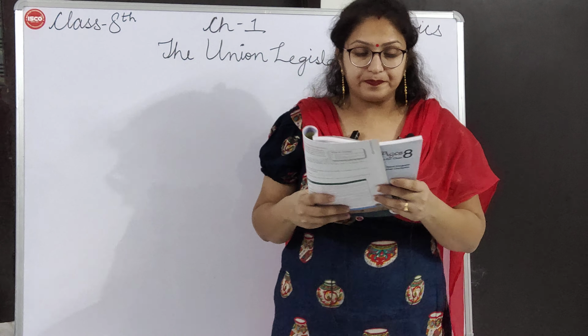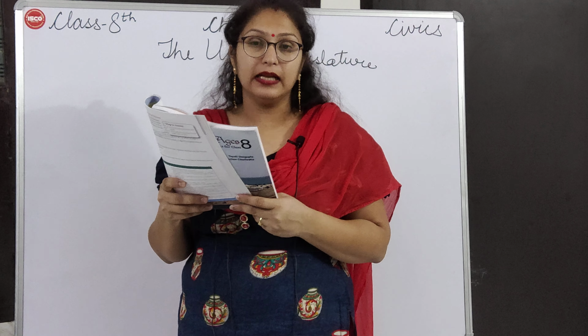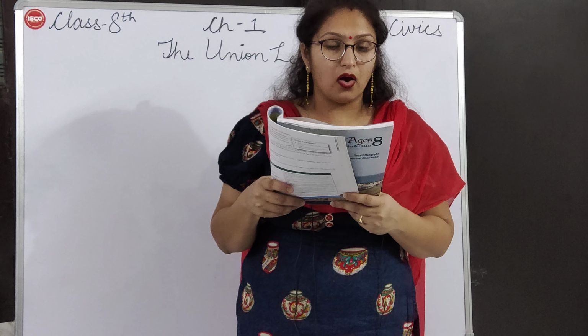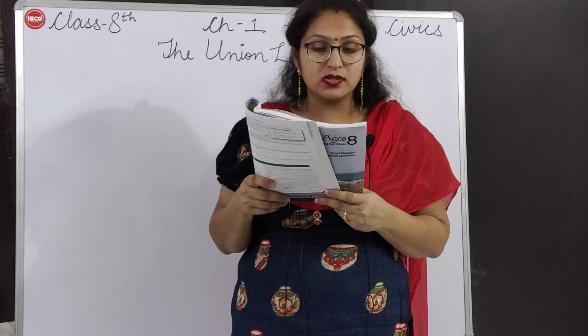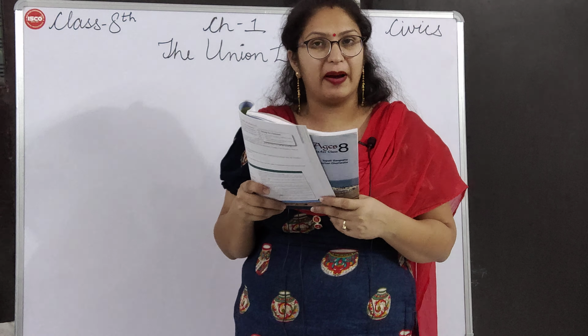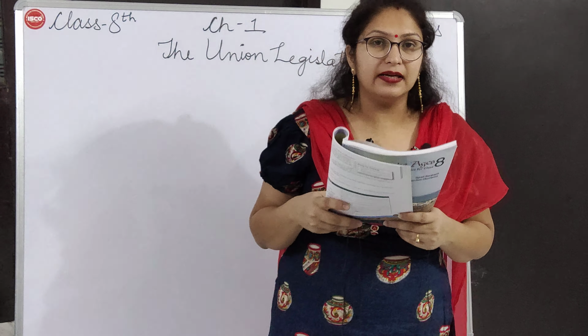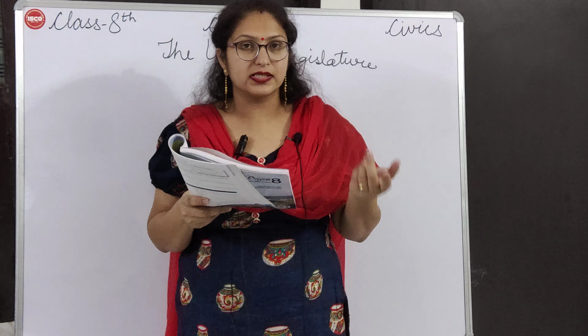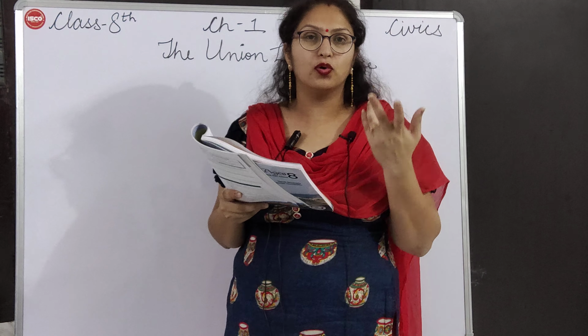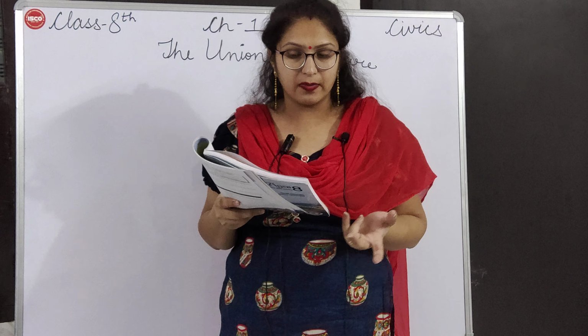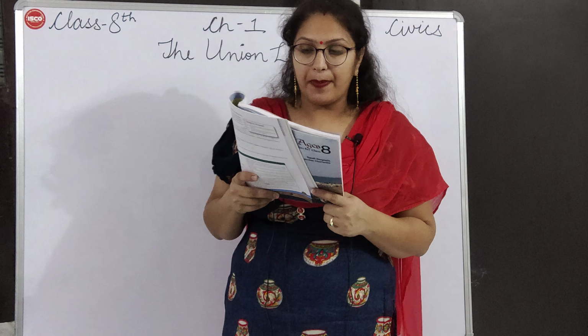Next is salaries and allowances. The salaries and allowances received by members of both the houses are decided by the Parliament. So the salaries, allowances or any other facilities given to the members of both the houses, that is Lok Sabha and Rajya Sabha, are decided by the Parliament.